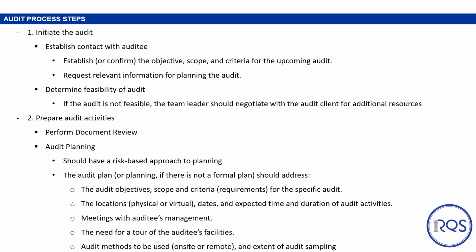Let's now discuss the audit process steps. First, you start by initiating the audit. This includes establishing contact with the auditee and determining feasibility of the audit. With establishing contact, you also want to establish or confirm the objectives, scope, and criteria of the upcoming audit and request any relevant information for planning of the audit. If the audit is not feasible, the team leader should negotiate with the audit client for additional resources.